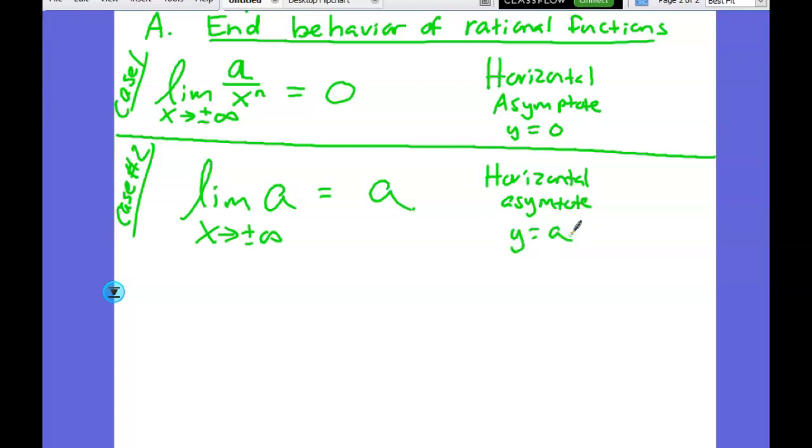So, in the case where you try to find the limit of just a number and it's just a, that's going to tell you where your horizontal asymptote is at. So in both of those cases, you have horizontal asymptotes. For this one, the horizontal asymptote is at 0, and that's what the end behavior is. And for case 2, the horizontal asymptote will be at a, and that is your end behavior. Let's go ahead and take a look at a final case.